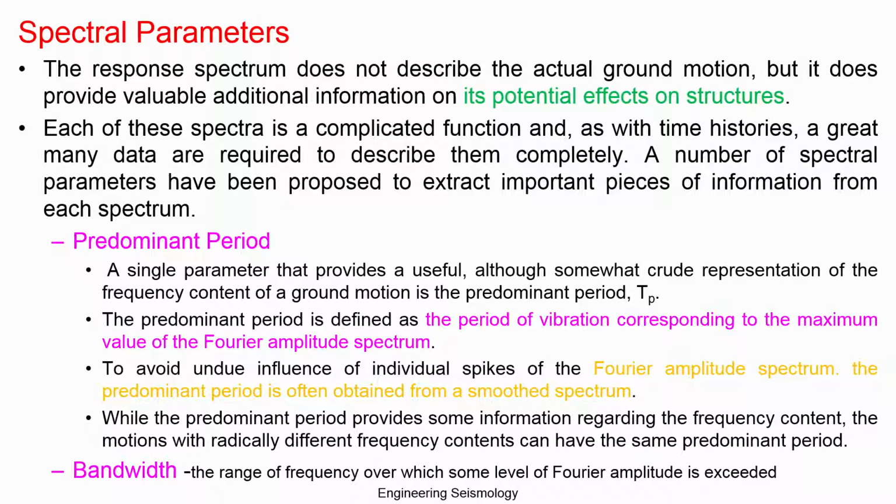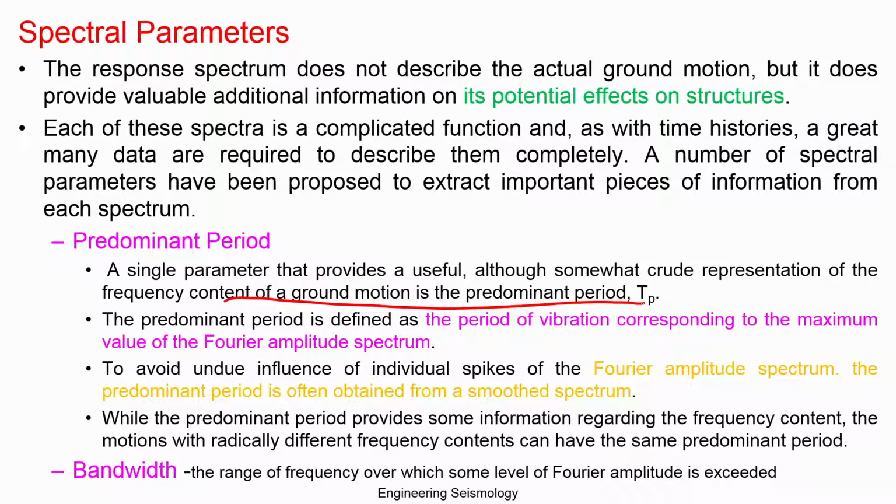This spectrum is a complicated function, and with the time history a great deal of data is required to describe it completely. So a number of spectral parameters have been proposed to extract important information from each spectrum. One is the predominant frequency, a single parameter that provides a useful although somewhat crude representation of the frequency content of the ground motion, along with the predominant period. That is the frequency content.